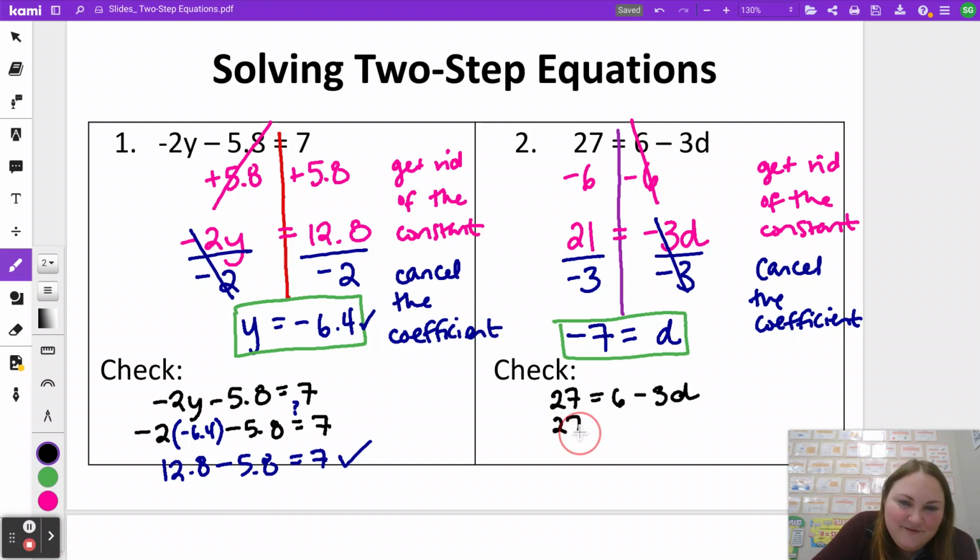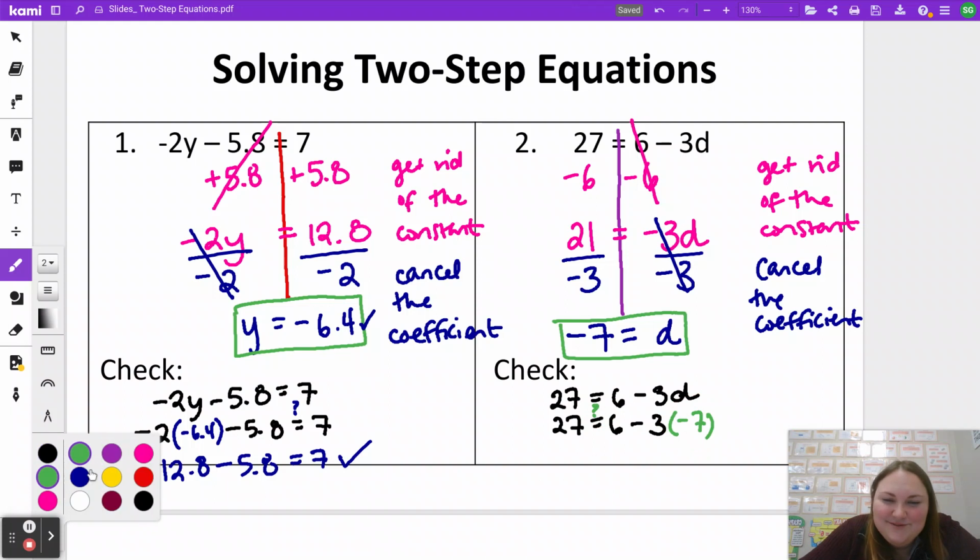That means everything in my equation is staying the same except for that variable. I'm taking out the variable, no more D, and I am replacing D with the number I think it is, and I think the answer is negative 7. We will know if we have the correct answer by doing this math here.